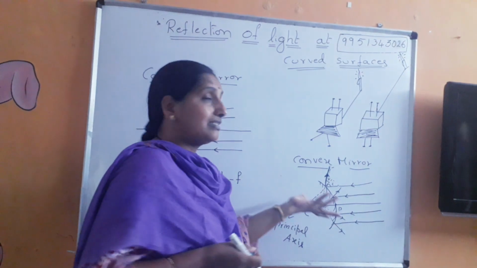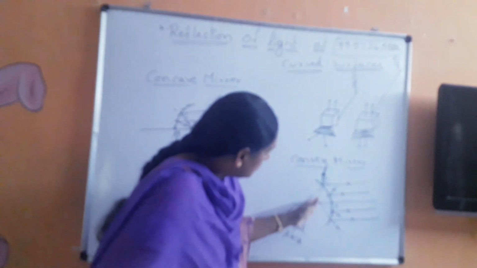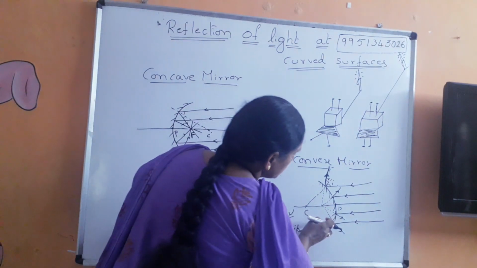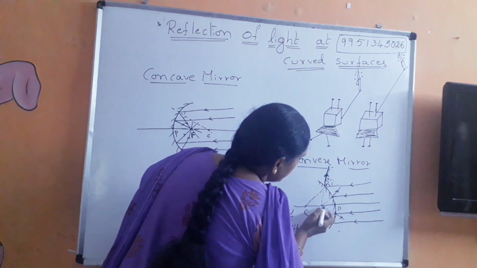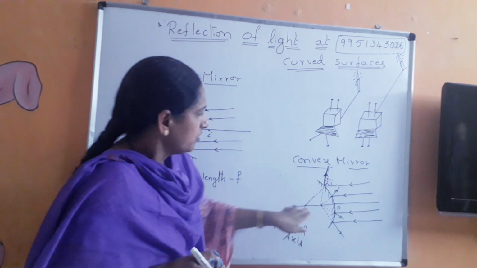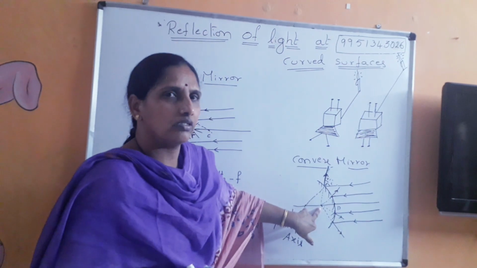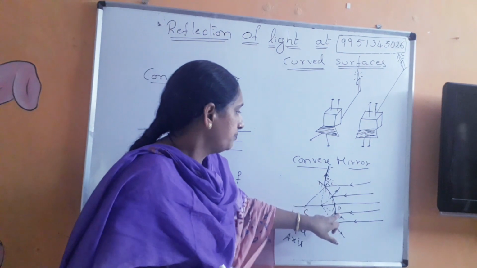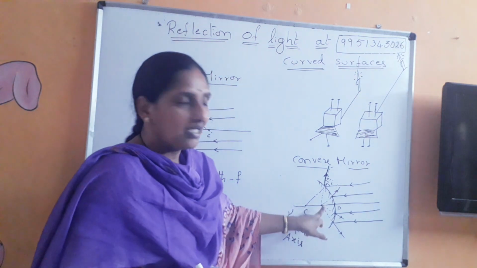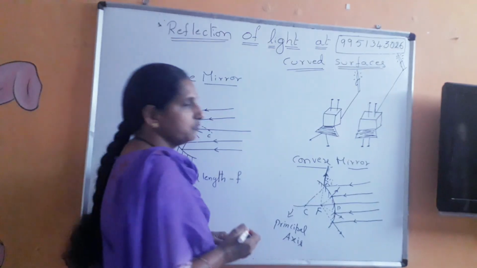So then how to understand this focus? It is like, if you observe all these reflected rays, they seem as though that they are coming from here. So it should be a straight line. So they appear as though that they are emerging out from this point. All these reflected rays appear as though they are emerging from this particular point. And this point we call the focus.